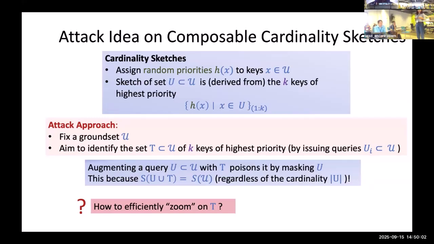The idea is that we have the ground set U, and we find the set T of k keys with the highest priority, which is the sketch of U. But then I construct a very small set that has the same sketch as the set U. So the estimator would give us a wrong estimate of the size. And now the question is how efficiently can we zoom in on T and find this T?